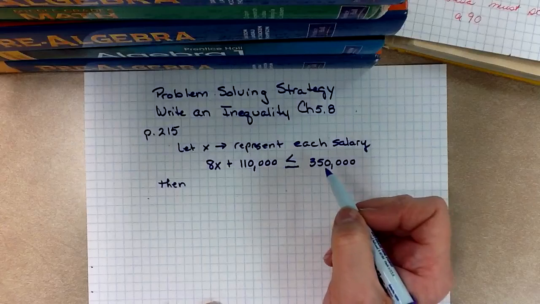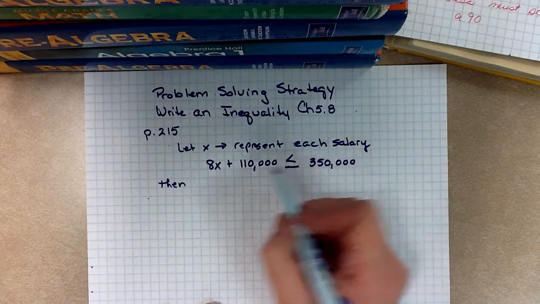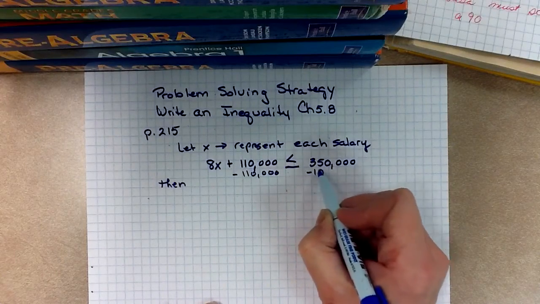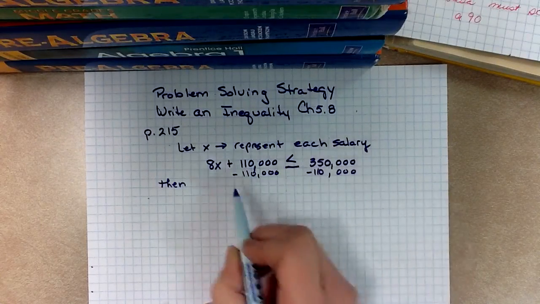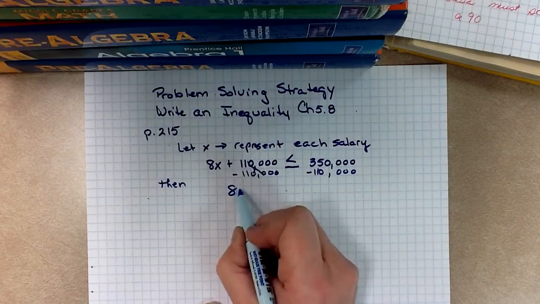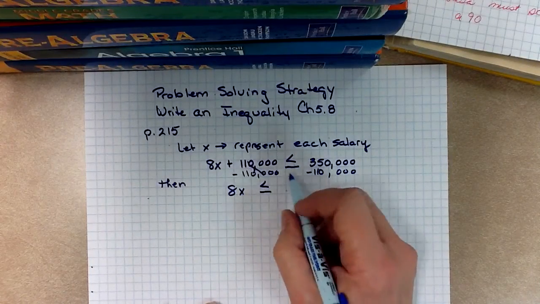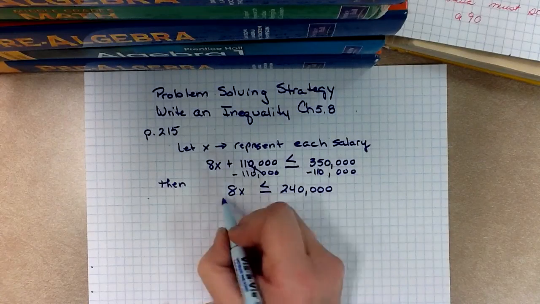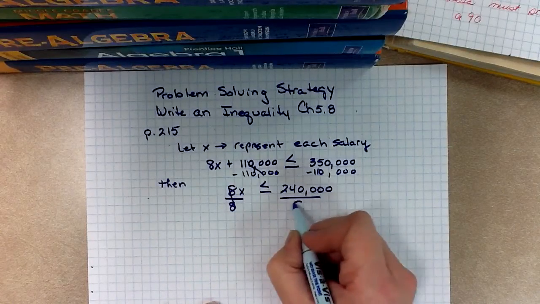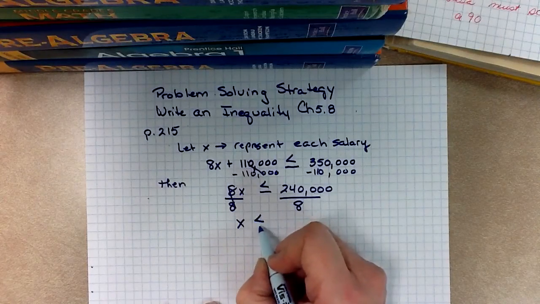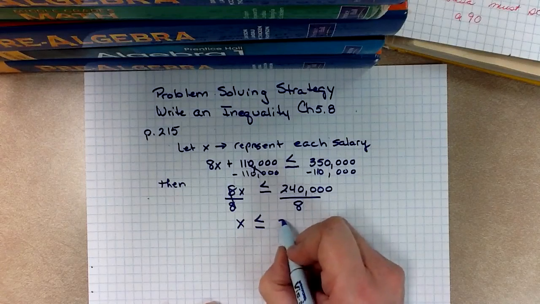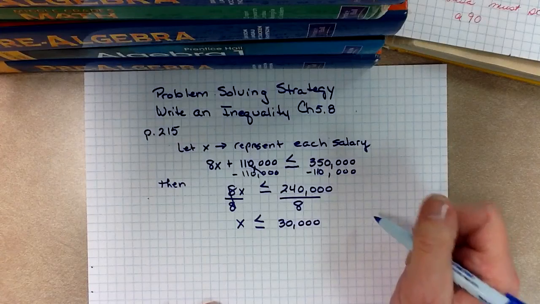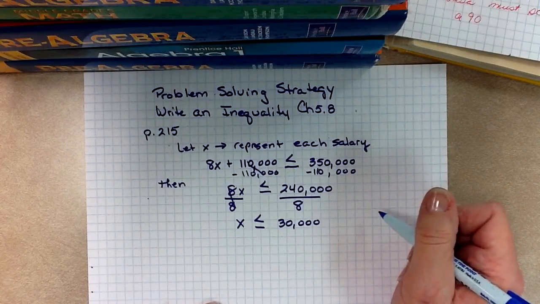So now we're going to solve this just like we would any other inequality. You're going to subtract your 110 from both sides. And you're going to come up with 8x is less than or equal to 240,000. Divide both sides by 8, and you're going to come up with x is less than or equal to 30,000. So in this case, each employee will receive at most $30,000.